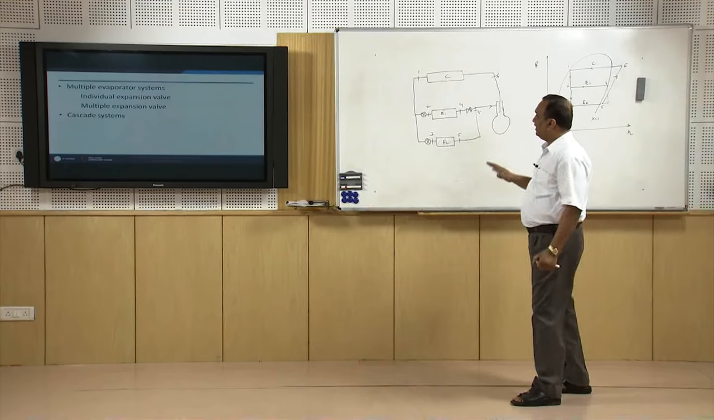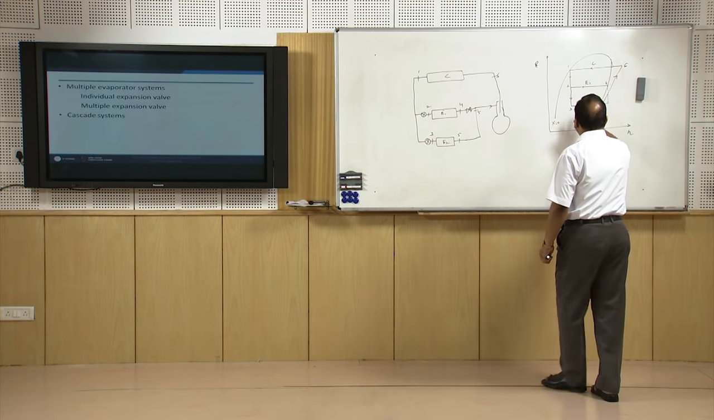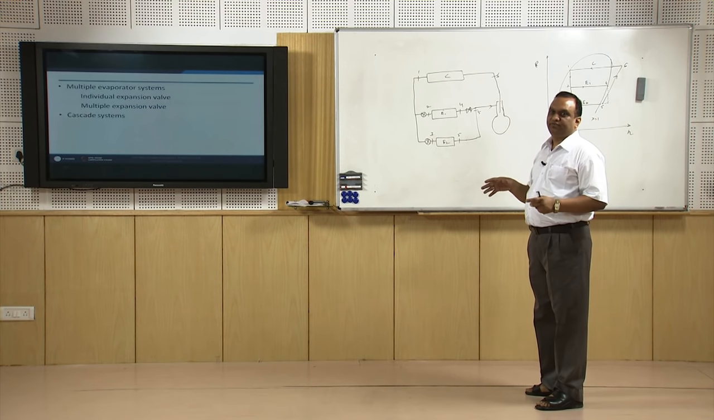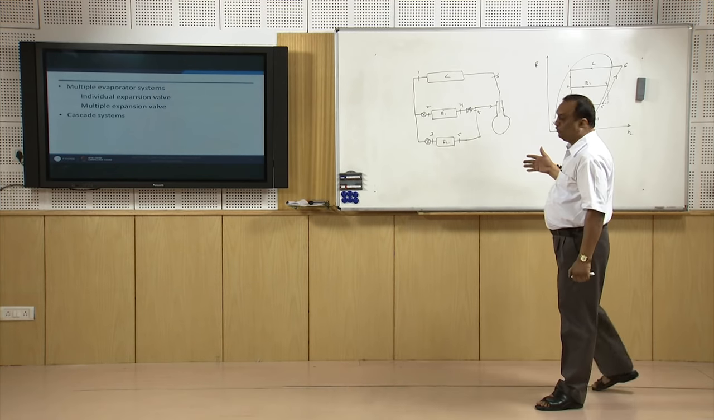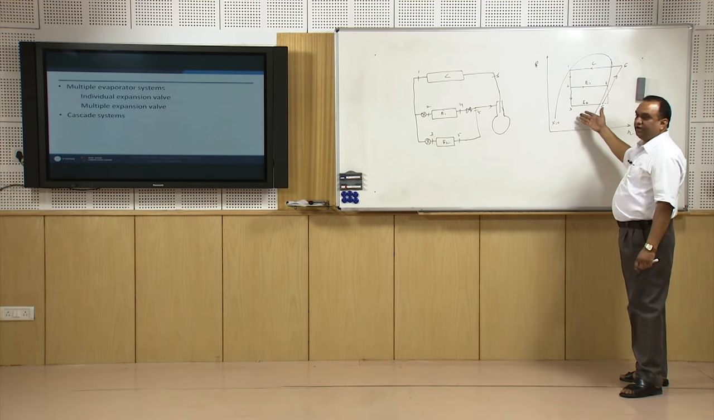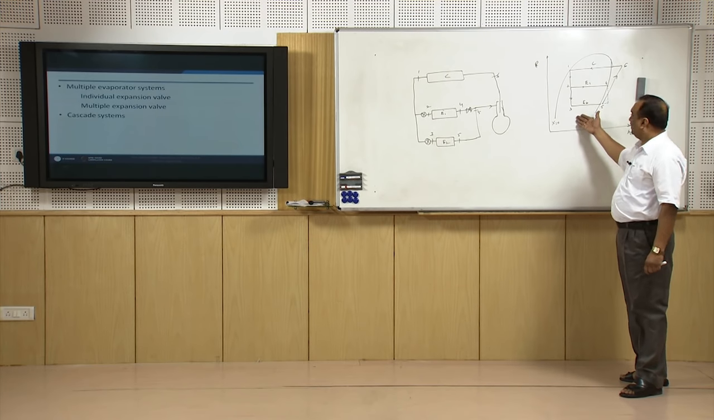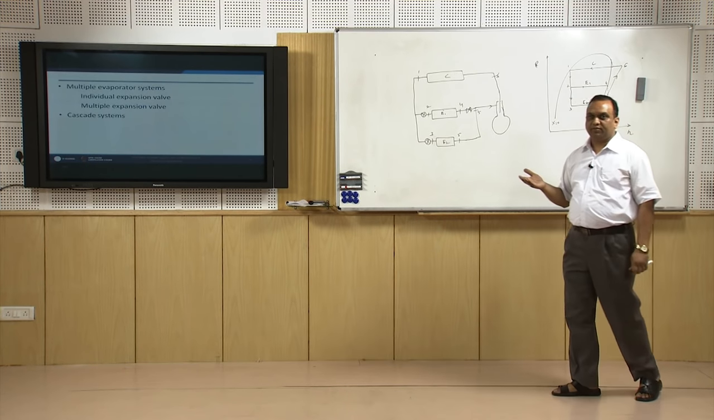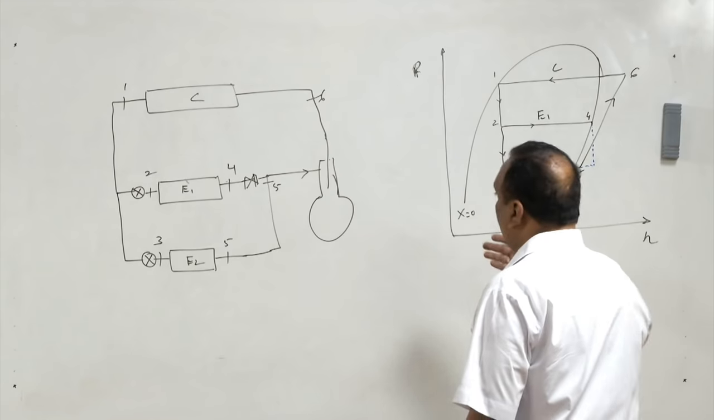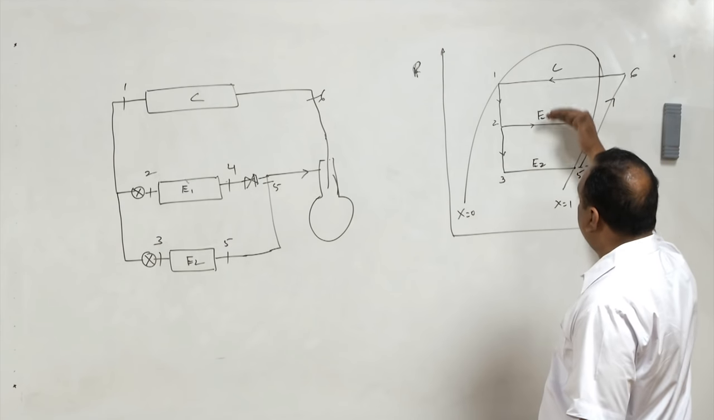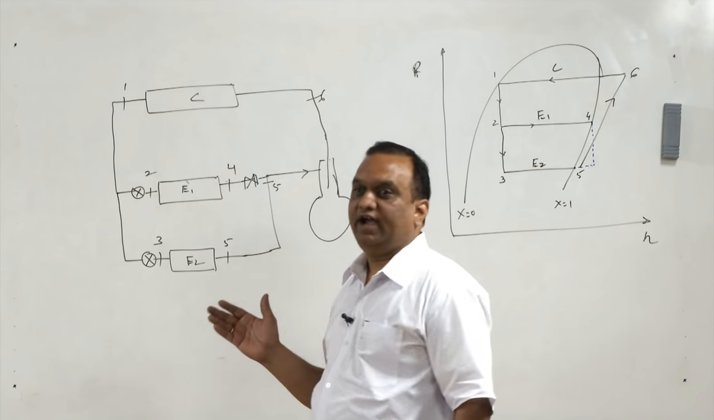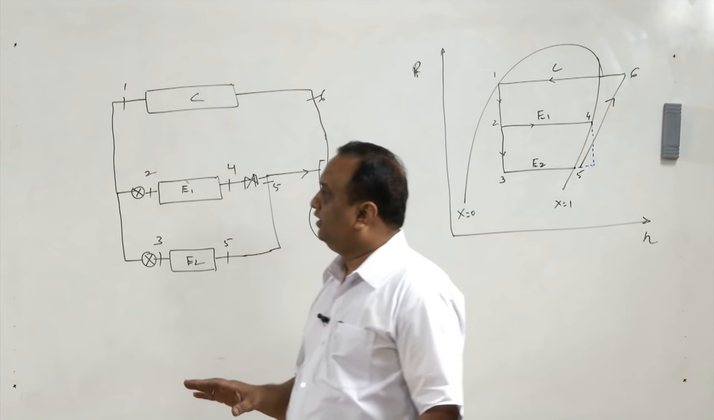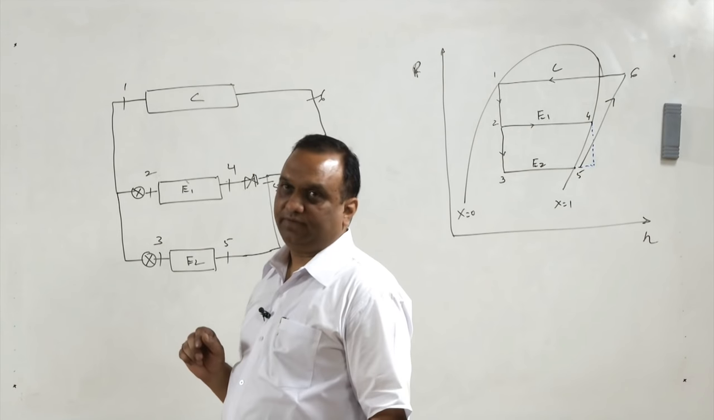So, this is an arrangement of a multi-evaporator system. It is very useful, especially in the shopping area, where some food products can be preserved at a very low temperature, let us say minus 40 or minus 30 degree centigrade, and some items are to be preserved at a higher temperature, maybe minus 10 or 0 degree centigrade. So, we can have this type of arrangement where we have two evaporators operating at different temperatures. This is the arrangement for a multi-evaporator system with individual expansion valves.